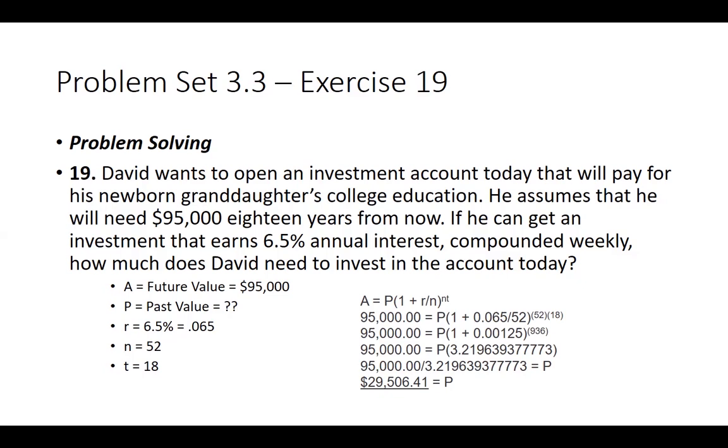Raise it to the 936th power, and you get 3.2196393777773, and so on and so forth. Either store that value in the calculator or write it down with as many spaces after the decimal point as possible. The next step is to solve for P by dividing both sides by that string. 95,000 divided by that string of numbers gives us, rounded to the nearest cent, $29,506.41.